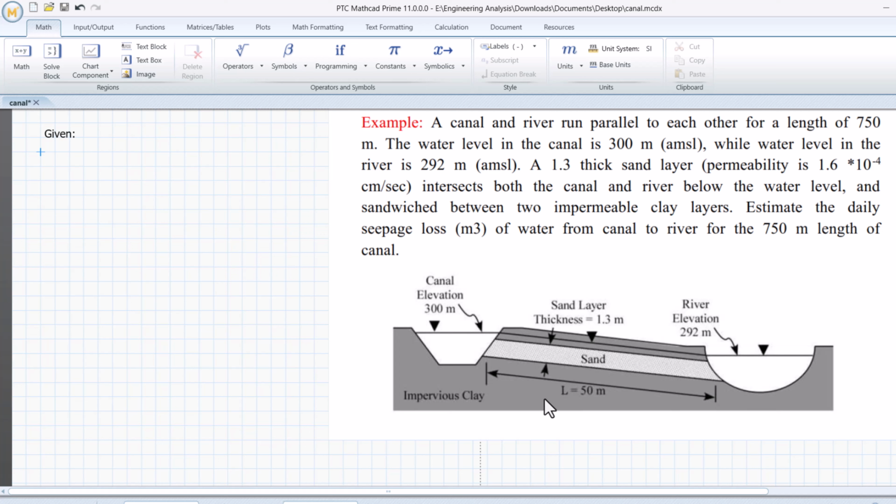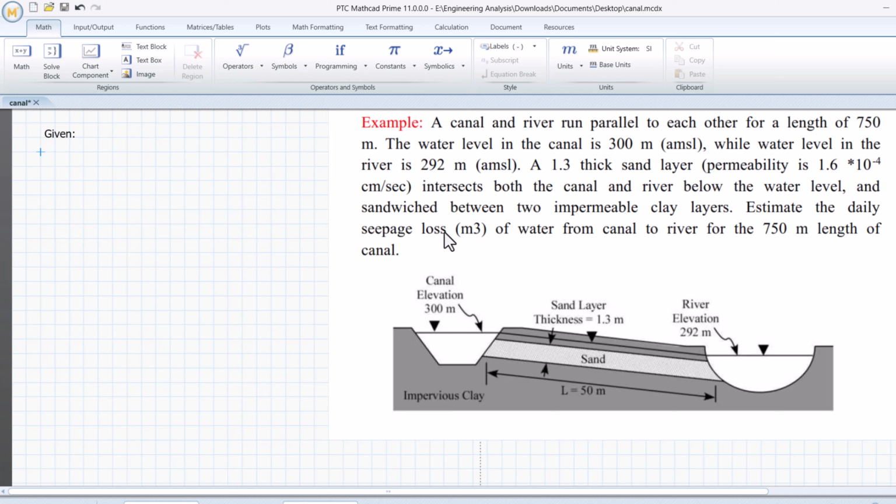This is impervious clay, and this is also impervious. Only water can pass through this sand layer, whose height is 1.3 meter. Its permeability, hydraulic conductivity, is 1.6 times 10 to the power minus 4 centimeter per second. It intersects both the canal and the river below the water level. As you see, it's below the water level, and sandwiched between two impermeable clay layers. That's a clay layer, also this one is a clay layer, only we have sand here.